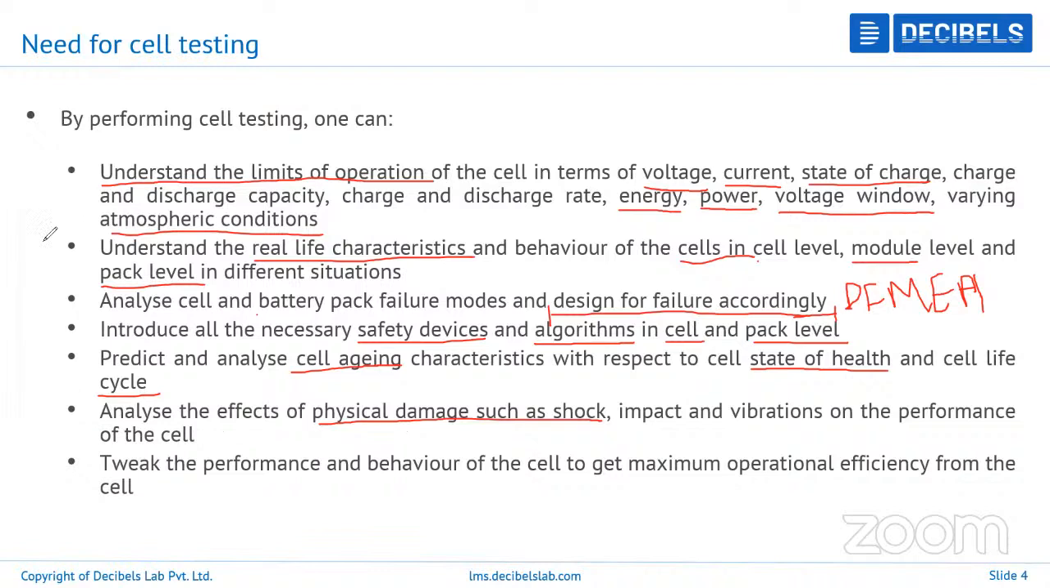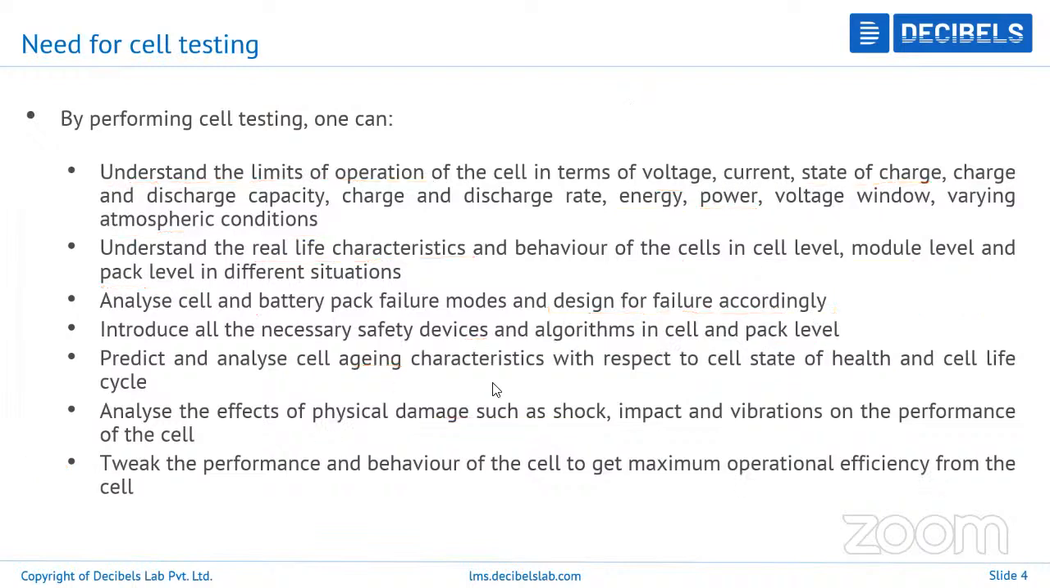Yeah. So keeping all of these points in mind, we can finally tweak the performance of the cell and the behavior of the cell to get maximum operational efficiency. So we have performed cell testing, we have performed various different tests, we have collected a lot of data, we have understood so many different parameters. Finally, what do we arrive at? We finally arrive at tweaking the performance of the cell according to the need and the requirement. Okay. So these are all of the needs for cell testing, and we can conclude that this is why cell testing is required.